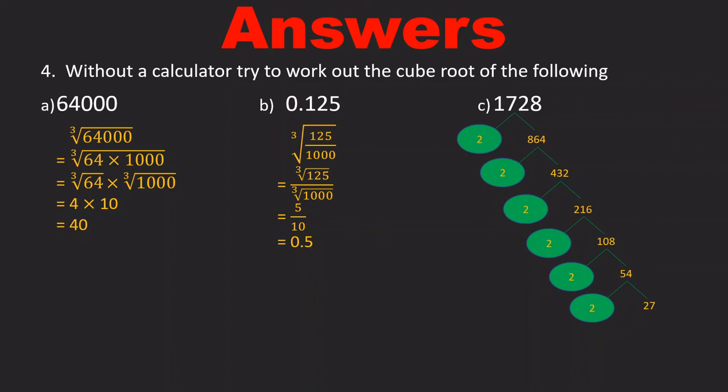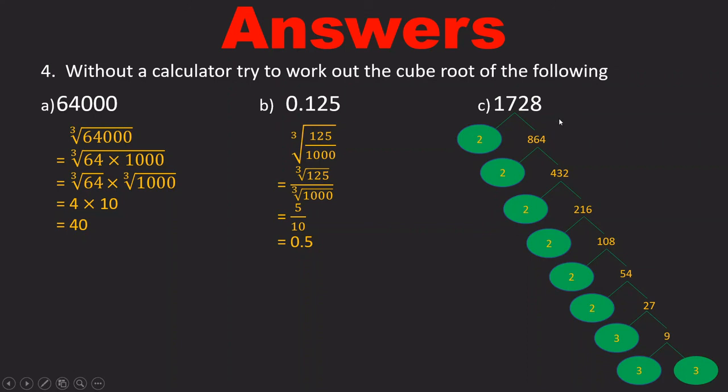I've come to an odd number now, but it's not prime. 27 can still divide by 3, and the answer is 9. 9 is not prime either, it also divides by 3, and the answer finally is a prime number, 3. Now looking at all of these circled prime numbers in green here, I've got 1, 2, 3, 4, 5, 6 2's and 3 3's. And remember, we're trying to cube root this number 1,728.